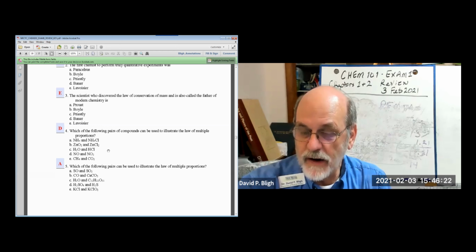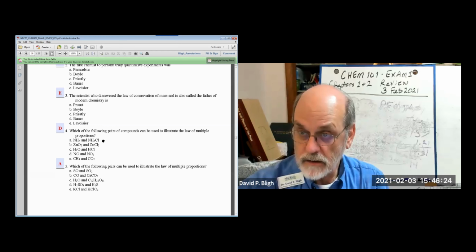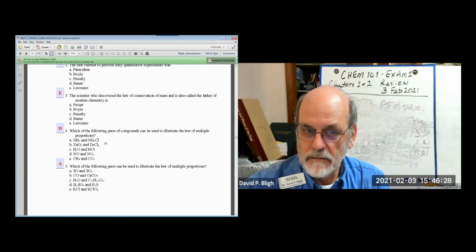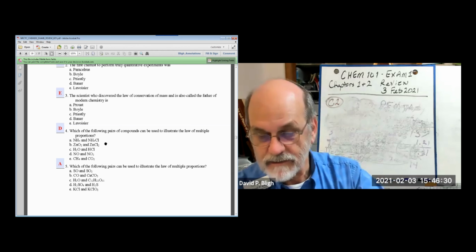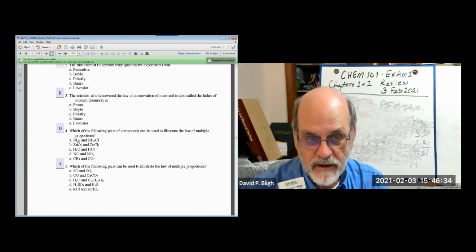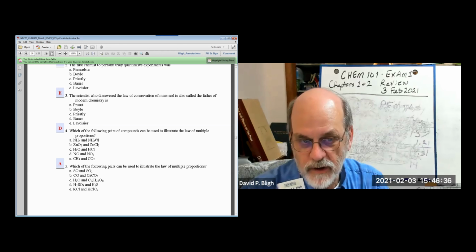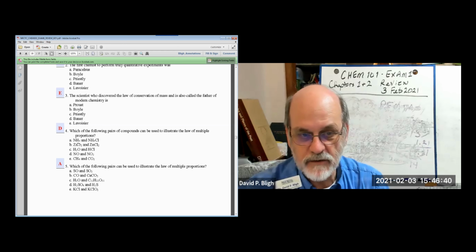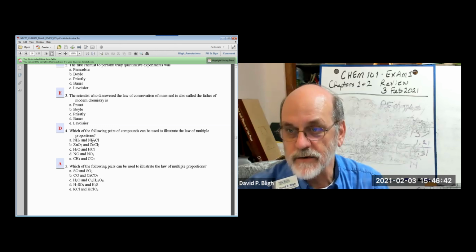So in order to pick out which ones of these would work, we need to find a binary pair that has the same elements on both sides of the pair. So here's ammonia and ammonium chloride. So that can't be. We got an extra chlorine in there. We can't even do the hydrogens and the nitrogens.